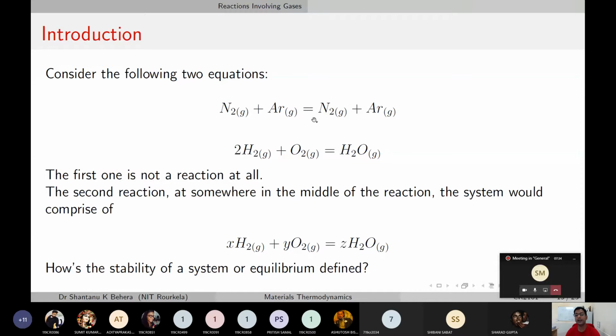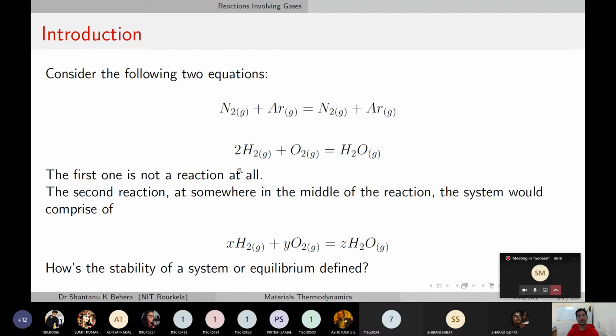But then, what happens when two gases react? A random example is hydrogen reacting with oxygen and forming water. How would you assess the change in Gibbs energy? But before that, how do you assess the stability of the system? What would be the eventual composition of the combined system? And how would you define equilibrium when there is a reaction going on? What do I mean by how do you define a system at equilibrium?